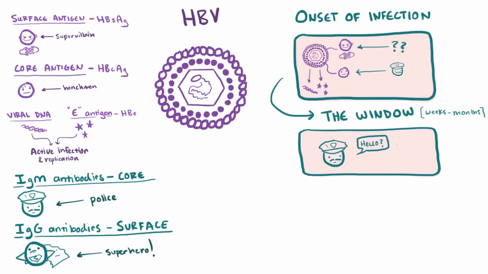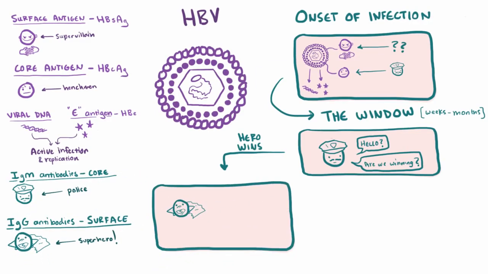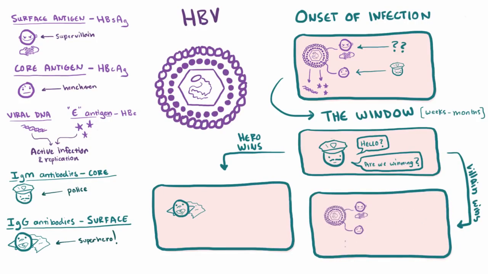It's like this war is being waged, but we don't know who's coming out on top. The only thing you can detect during this stage is the IgM core antibodies, the police force. At this point, two things can happen. If the superhero comes out, the IgG antibodies to the surface antigen, then we're golden. And this means the day is saved and we win. The other possibility is that the supervillain wins, and surface antigens are still again detected. There may also be a presence of HBV DNA and E antigen because now it's replicating and the factory's up and running again. The main point, though, is that there will not be any IgG for surface antigens, our superhero.